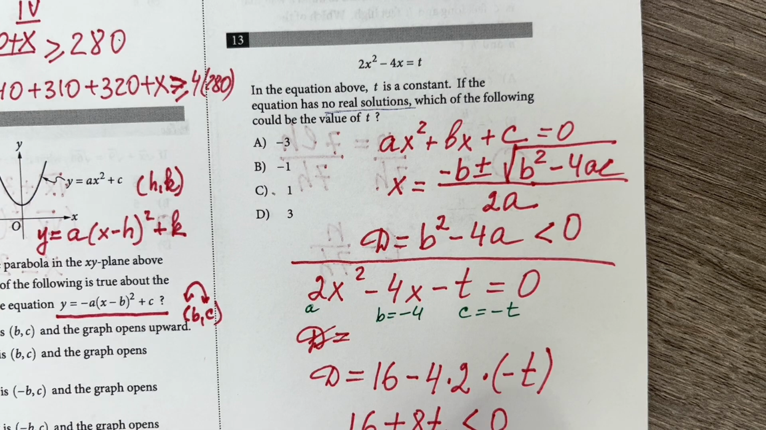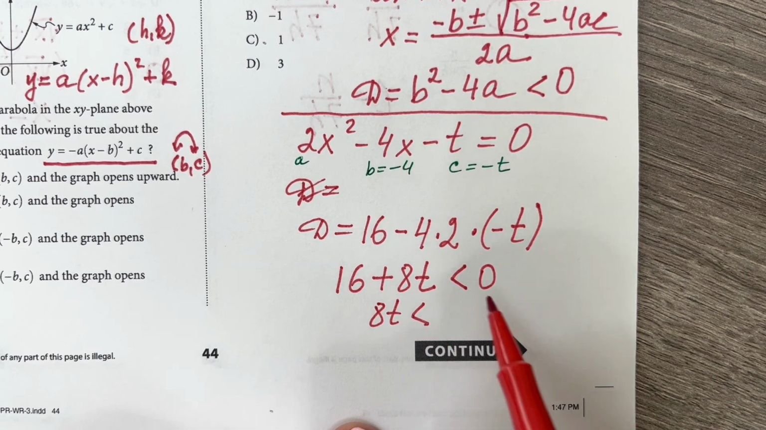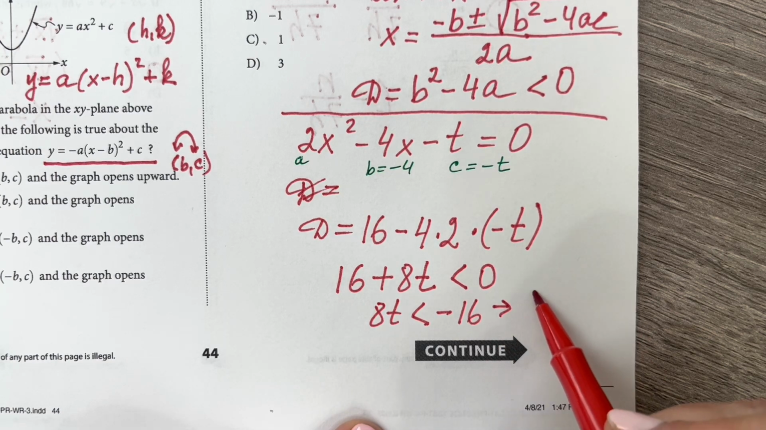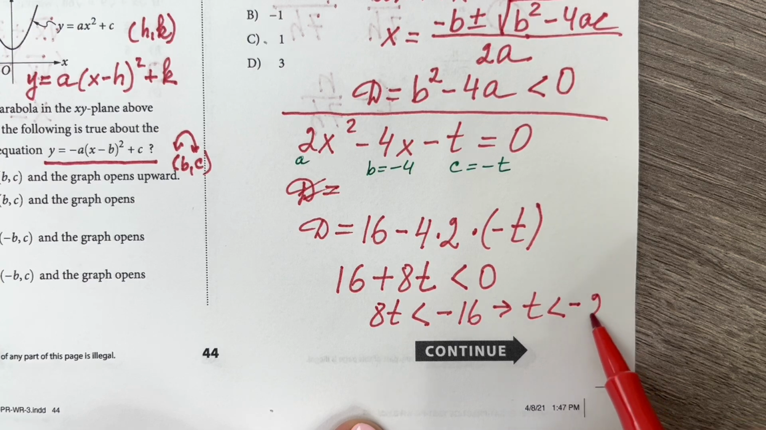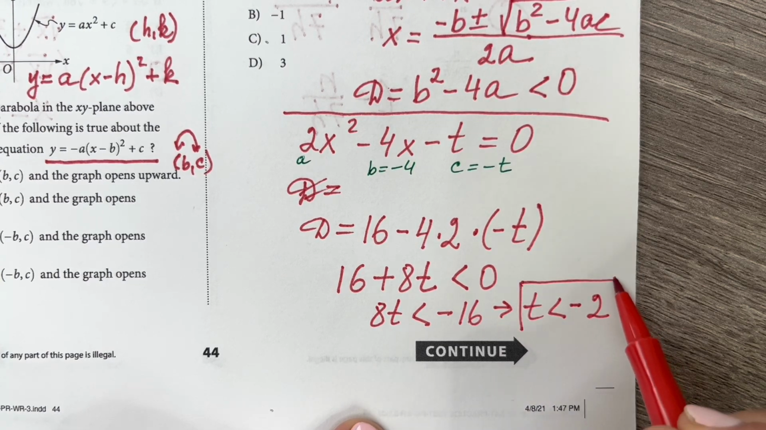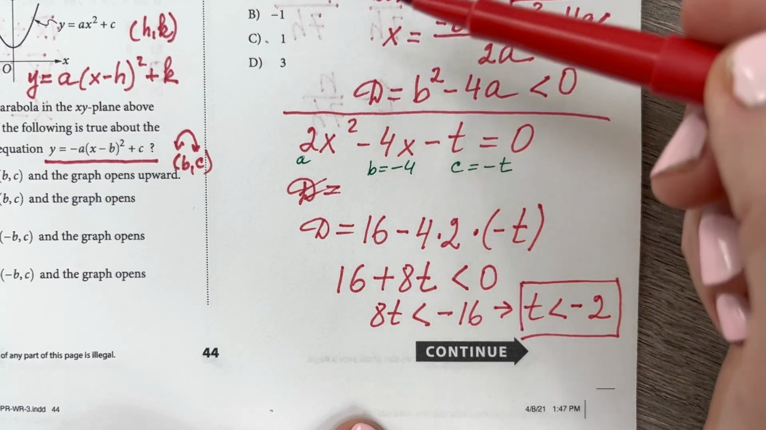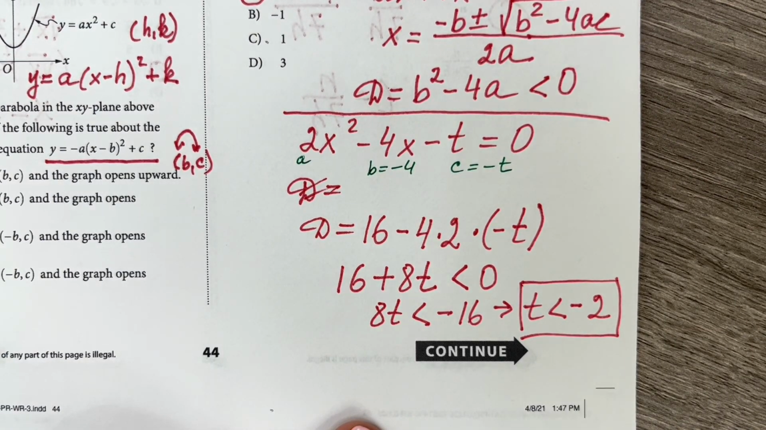And we're solving a very simple inequality: 8t less than negative 16. Dividing by 8 on both sides, t is less than negative 2. So the answer we have here, only one option, is A. And that's how we solve this question.